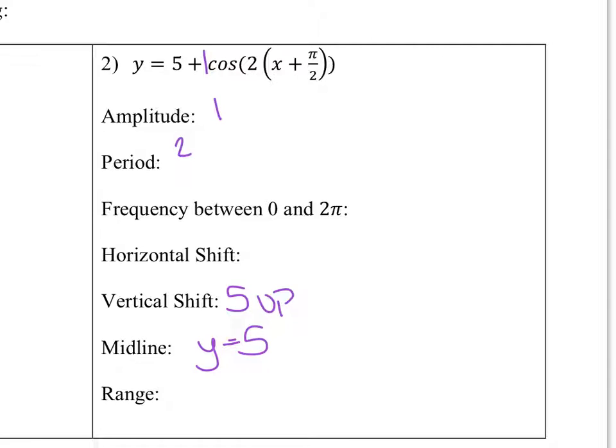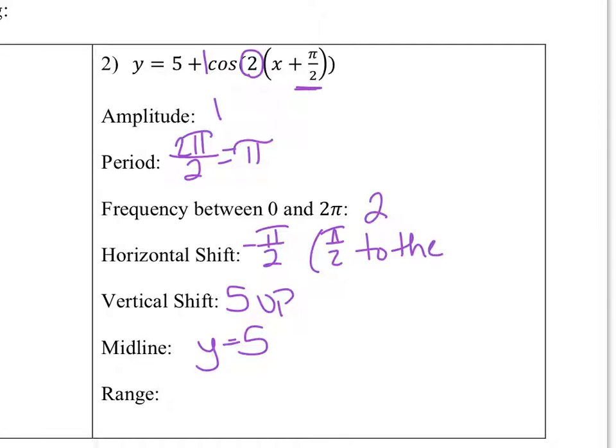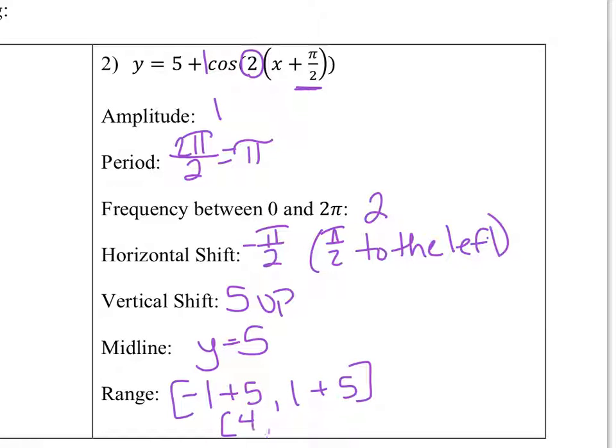The period is 2 pi over B. So this is a 2 here. That's your B. The frequency between 0 and 2 pi, well, that's just that 2. The horizontal shift, all I need is that number. It's negative pi over 2. In other words, it would be pi over 2 to the left. You can write it either way. It's basically the same thing. And then the range, it's negative the amplitude plus the D, positive the amplitude plus the D. So this one would be 4 to 6.